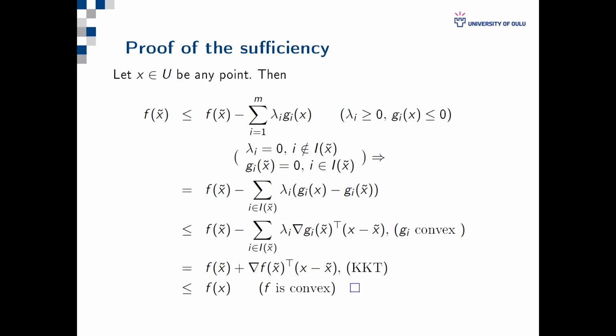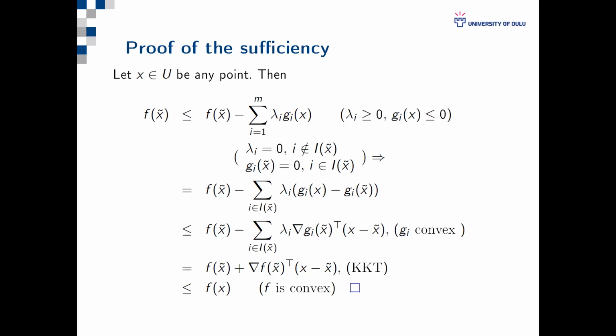And remember that if i belongs to the active constraints, this one is 0, so we add nothing. And lambda_i equals 0 when i is not here. So here should also be x tilde. So with this condition, lambda_i times g_i(x tilde) equals 0. So here we have exactly equality valid.